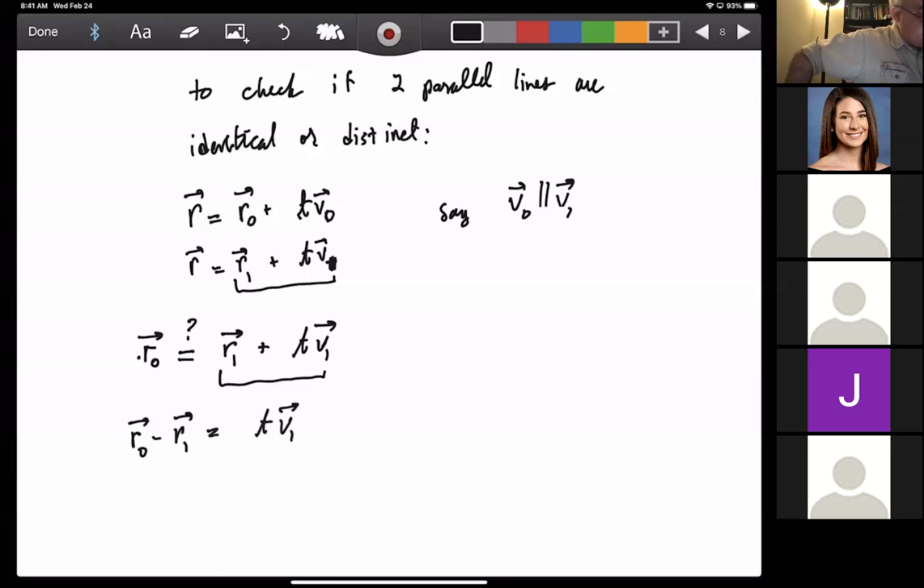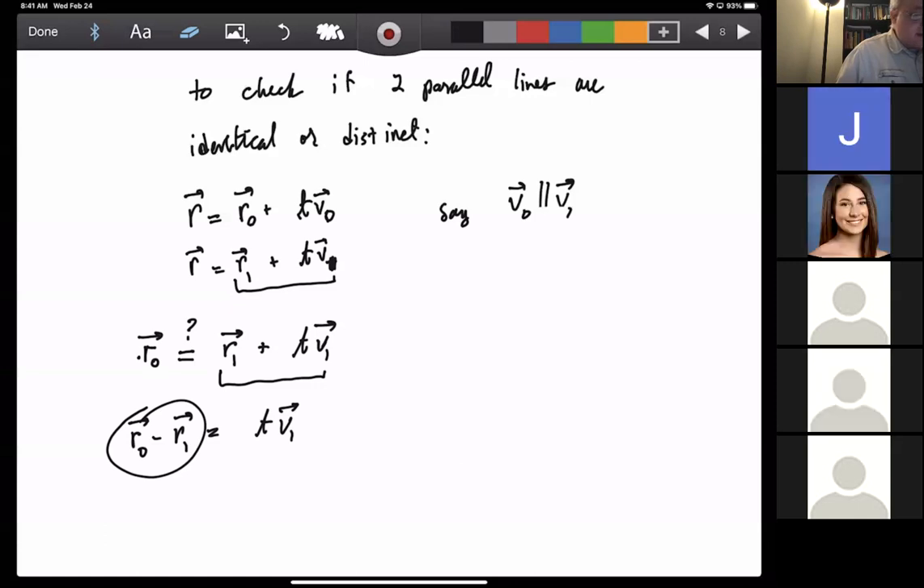Right, so what's that saying? The difference of the base points here, right? If I subtract those two vectors, I should get a vector which is parallel to one of my direction vectors. Okay, if that can be satisfied, then your lines are identical, otherwise they're distinct. So is that clear to everyone? Everything good? Can you just explain that part one more time?